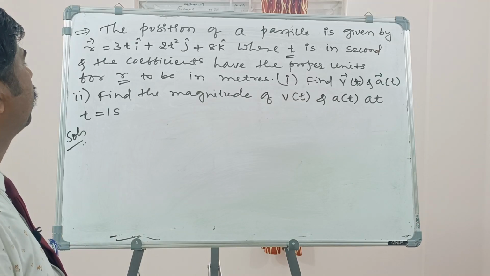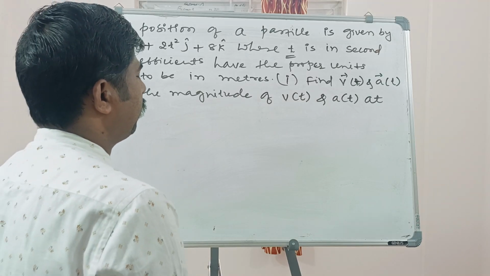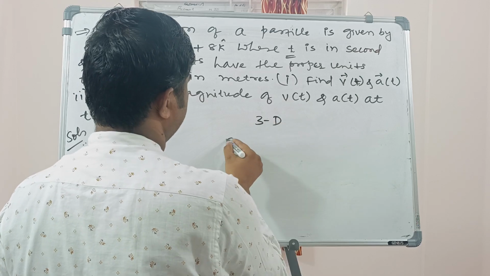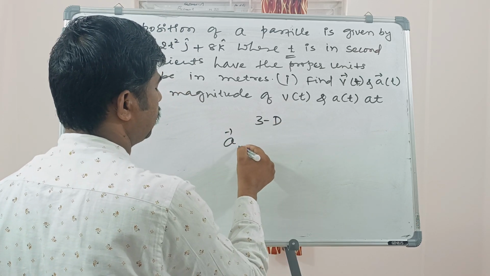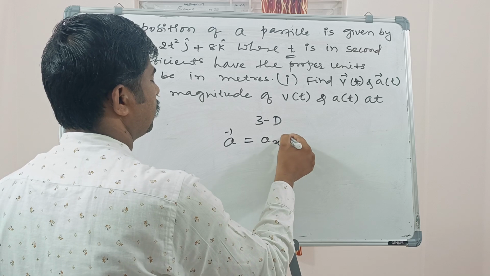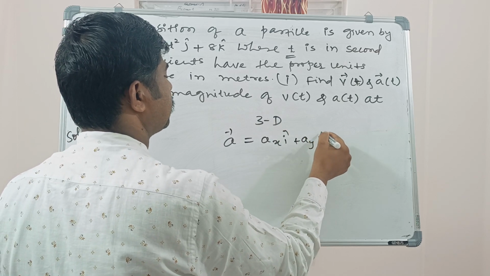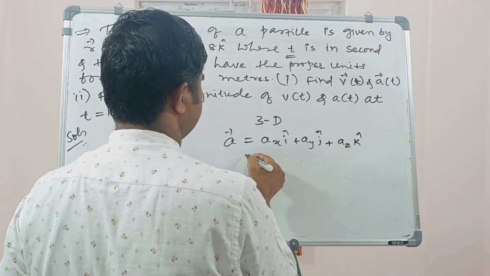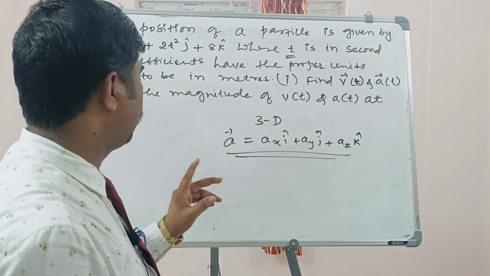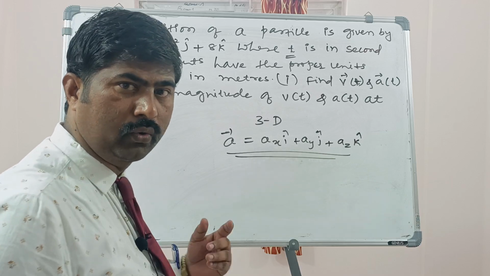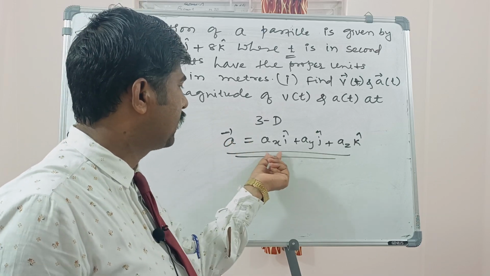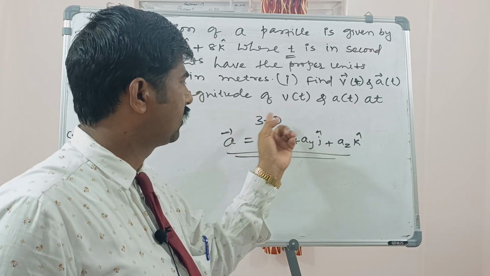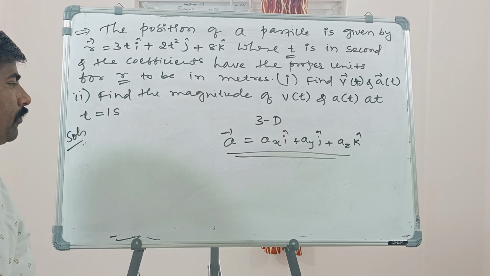Very simple problem. First of all, I will make sure that in three-dimensional motion, instantaneous acceleration can be written as ax i cap plus ay j cap plus az k cap. Earlier I had written only for two-dimensional motion, that is ax, ay, and if it is considered with three-dimensional motion, then the acceleration value becomes like this. Okay.